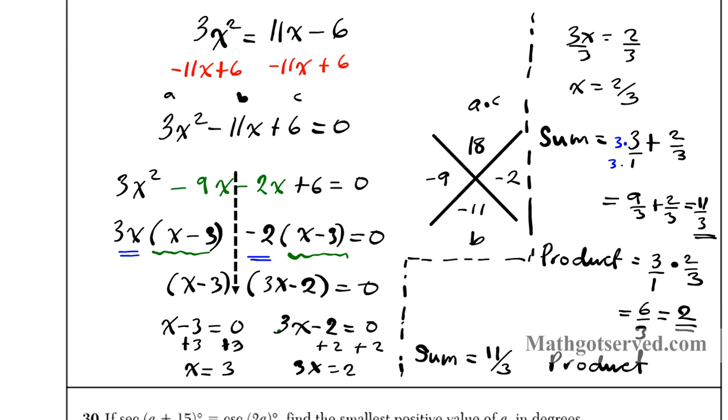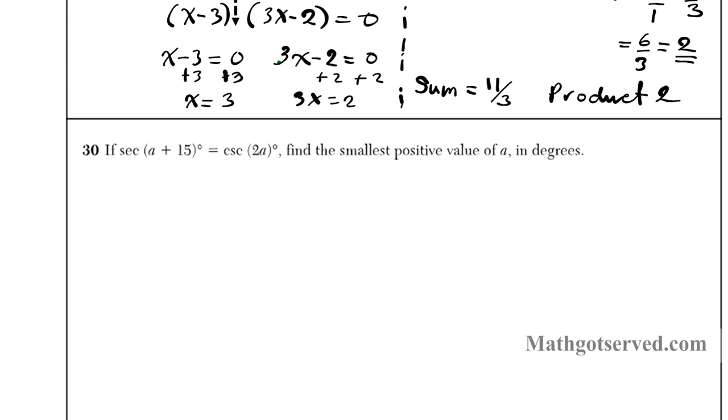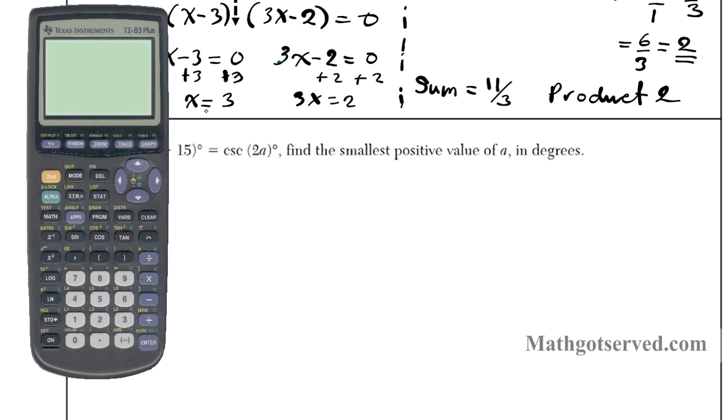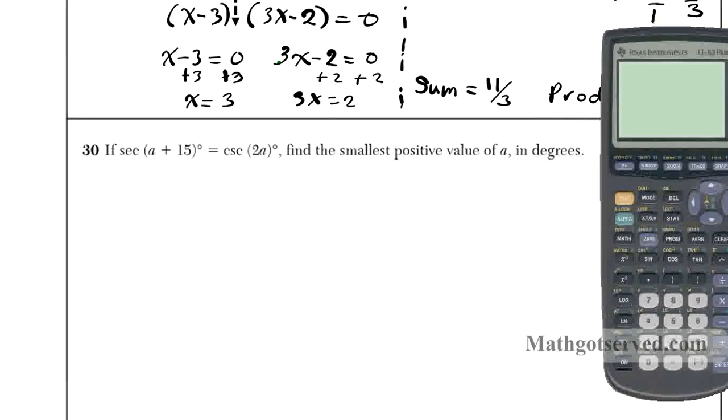Okay, now let's move on to question number 30. Question 30 says if secant A plus 15 is equal to cosecant 2A, find the smallest positive value of A in degrees. So I'm going to solve this one using a calculator, but we know that the standard TI does not have a secant and cosecant function explicitly built into it. So what we're going to do is express it using their reciprocal trig identities.